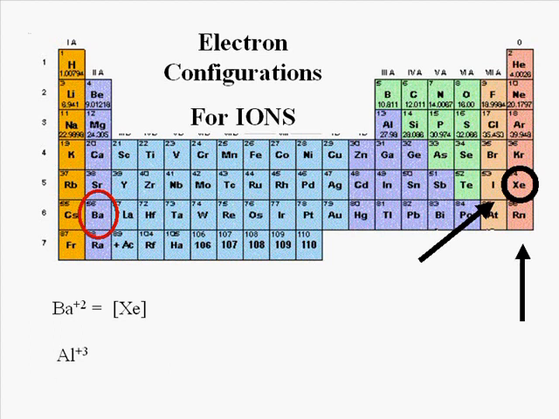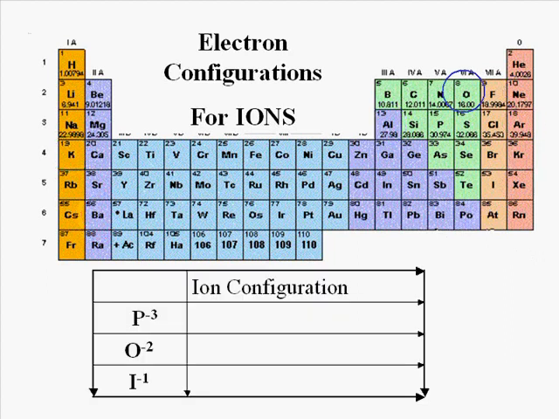If you look at aluminum with a +3 charge, again, it follows that it will lose 3 electrons to mimic the previous noble gas, which is neon. So the cation aluminum mimics neon. Potassium with a +1 charge then will lose 1 electron to mimic the noble gas argon.